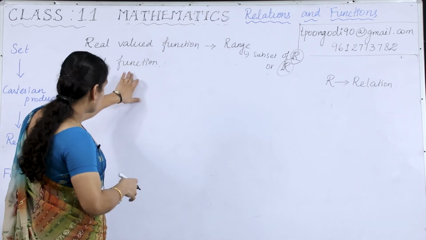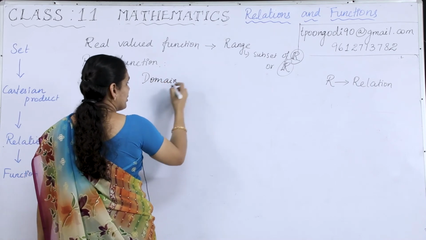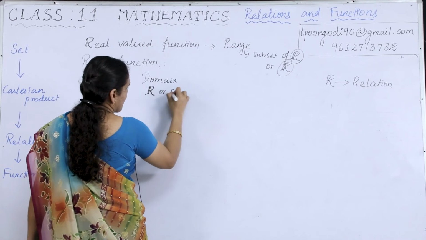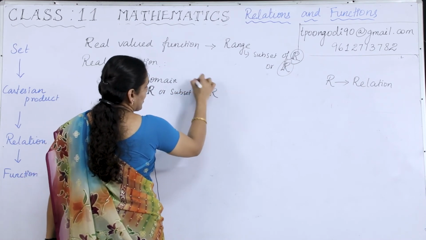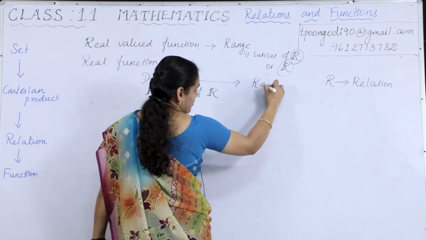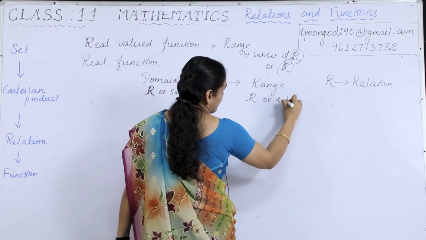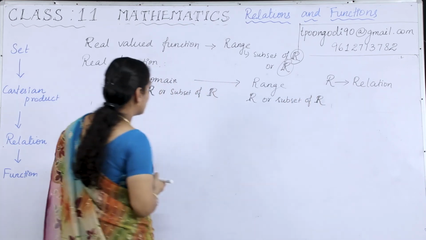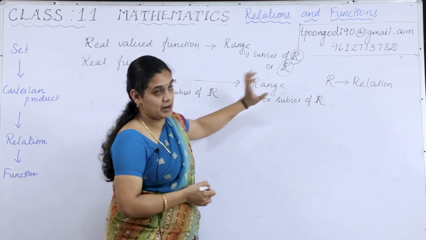But for a real function, the domain also should be a real number or a subset of R, and the range also should be a real number or a subset of R. Then we say that function is a real function. Both are sets of real numbers.